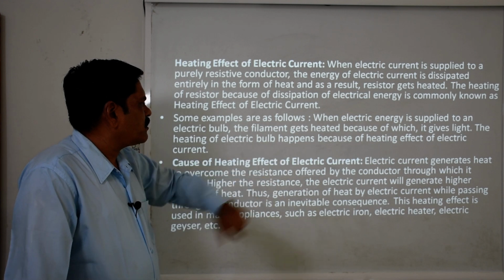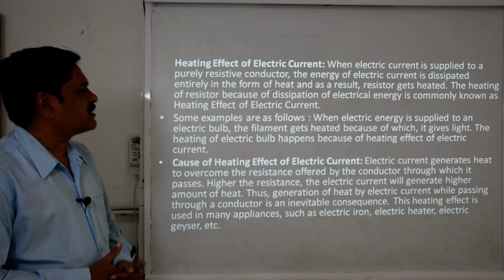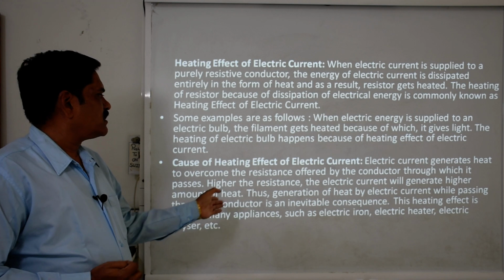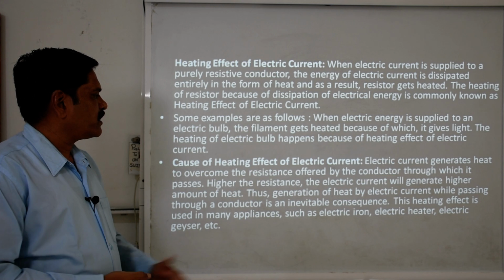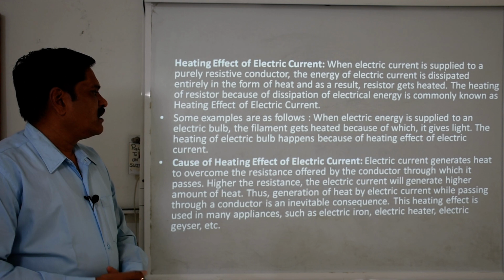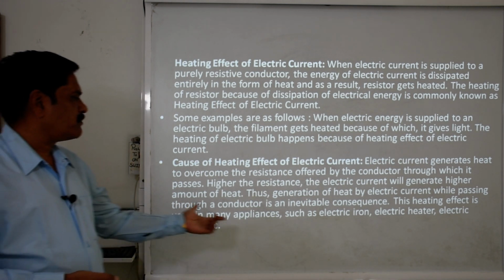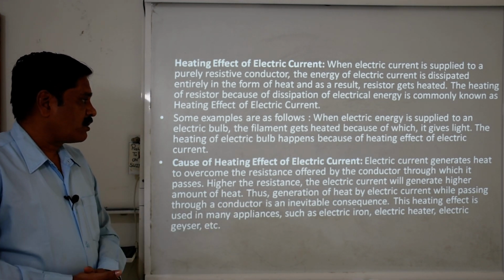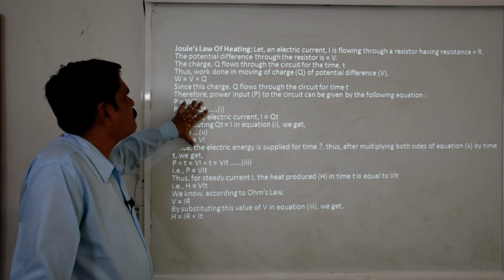Then the cause of the heating effect of the electric current. The electric current generates heat to overcome the resistance offered by the conductor through which it passes, and the higher the resistance, the higher the amount of heat generated. The generation of heat by electric current while passing through a conductor is an inevitable consequence, and this heating effect is used in many appliances. Likewise, electric iron, electric heater, immersion rods, electric geyser, all these appliances work on the same principle.